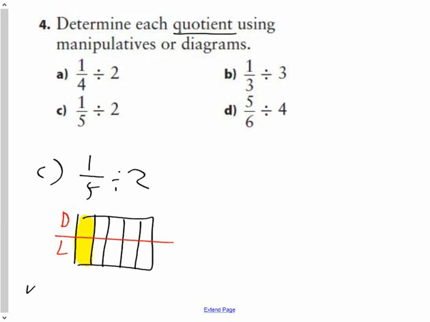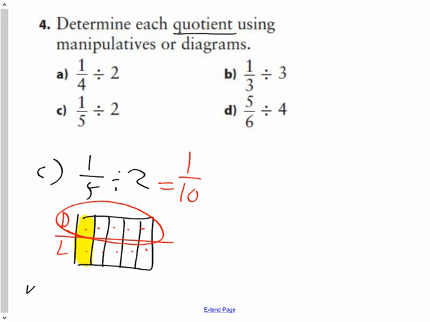bar. So before my denominator was 5, once I made my cut, my denominator became 10 parts. There are 10 parts here. 1, 2, 3, 4, 5, 6, 7, 8, 9, 10. And since Dominic is getting this part, how many parts of the 10 does Dominic get to eat? 1. So your answer is 1/10.